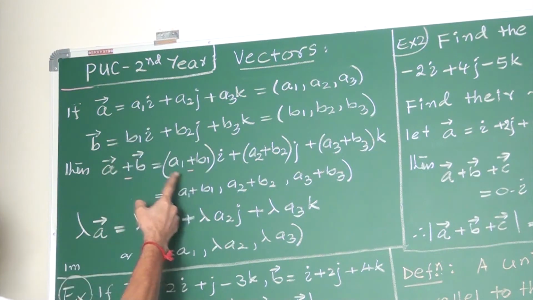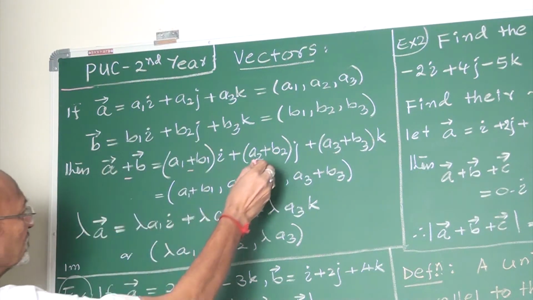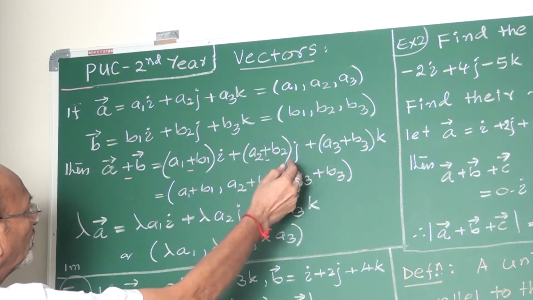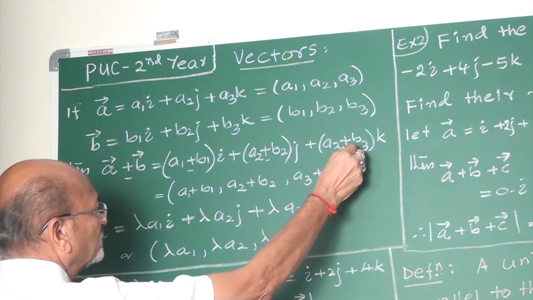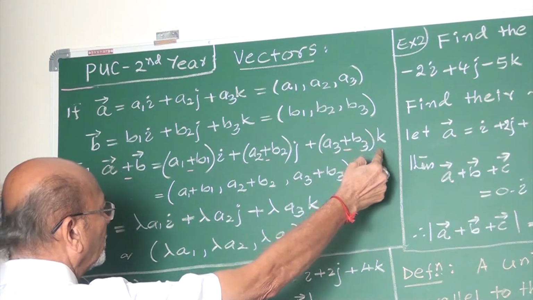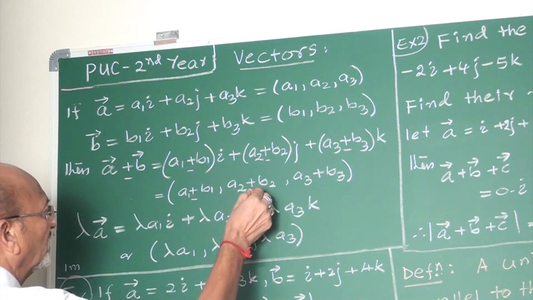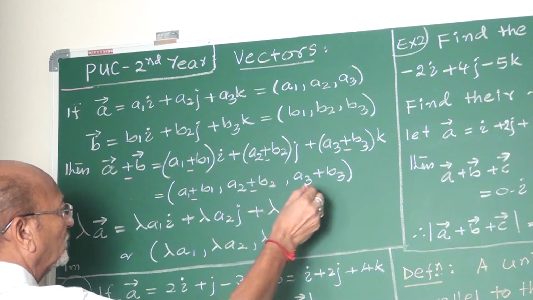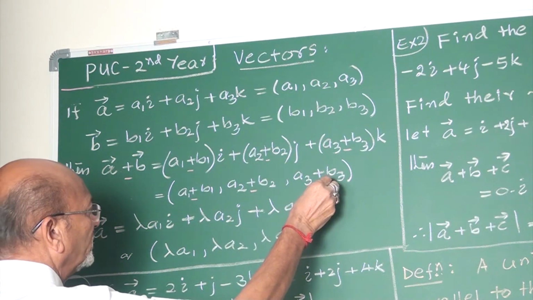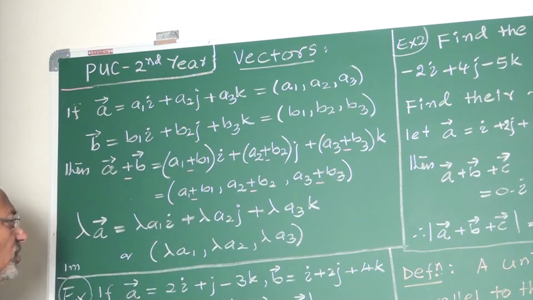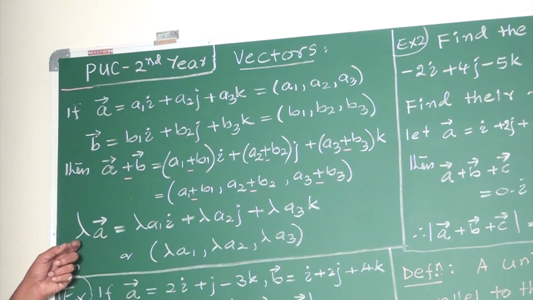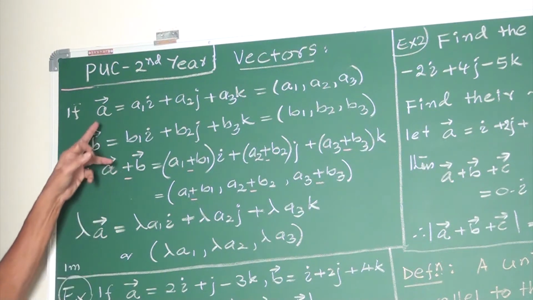A1 minus B1, difference of scalar components. A2 minus B2 into j, A3 minus B3 into k. Here, my friend, the difference of scalar components: A1 minus B1, A2 minus B2, A3 minus B3. It is in the form of a point. Then what is this, my friend? It is a scalar component of the vector A.